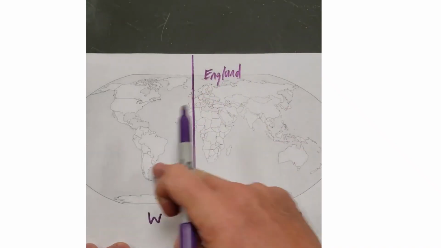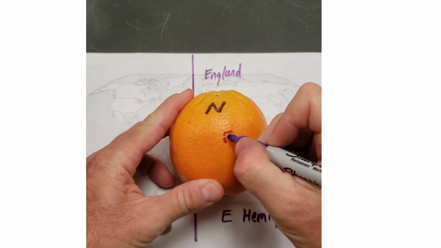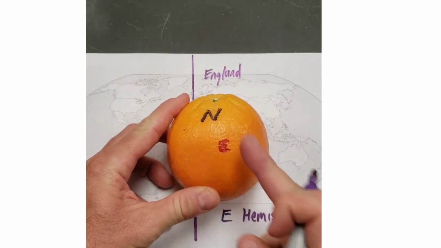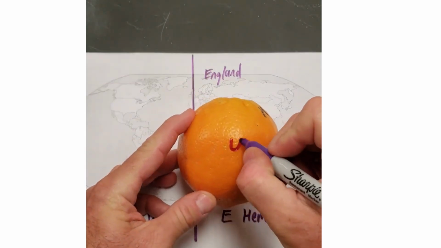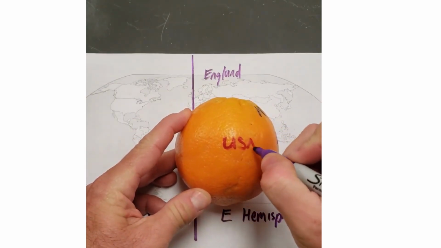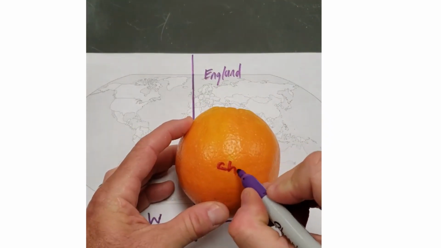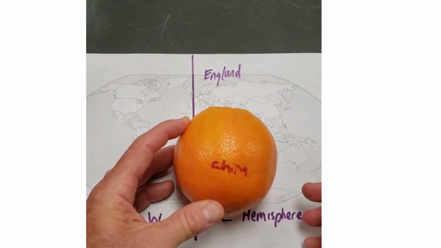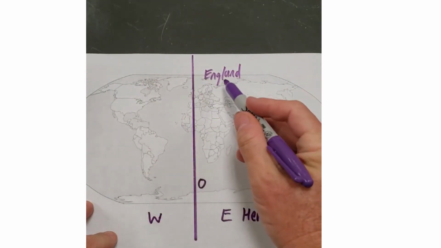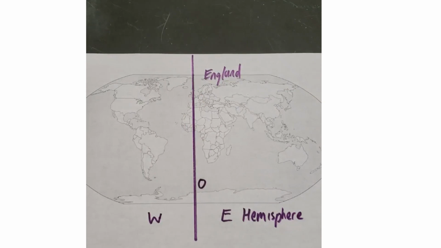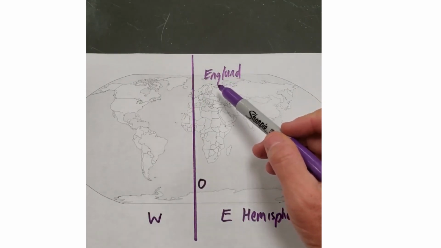Now, this line could have been drawn anywhere. We could have split the earth in half. If this is England right here, we could have cut the earth in half through England, or we could have cut the earth in half through the USA, or we could have cut the earth in half starting in China. So why does the line to cut the earth in half start through England? Well, it goes back to the 1800s when England was the most powerful country on the planet, and they had an empire.